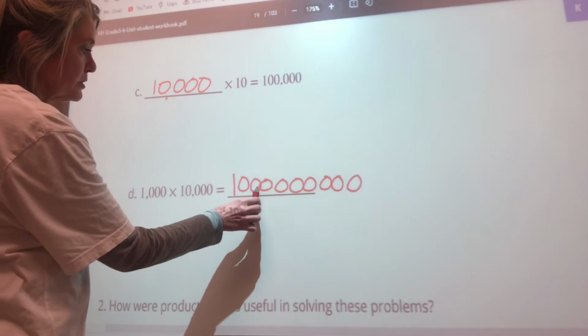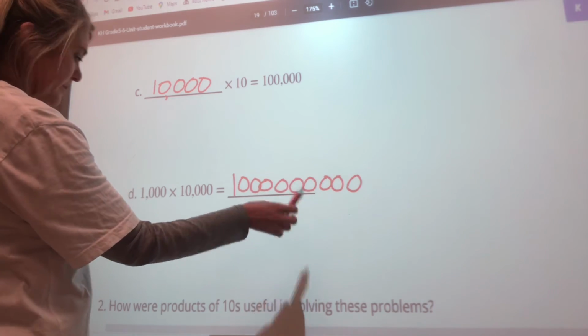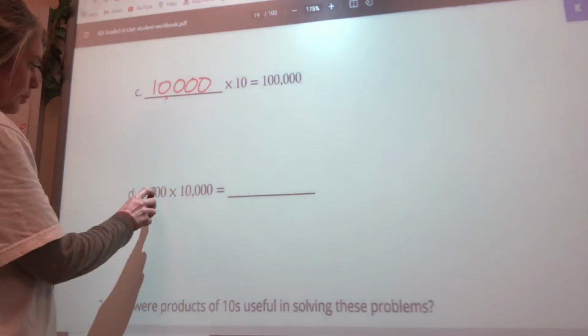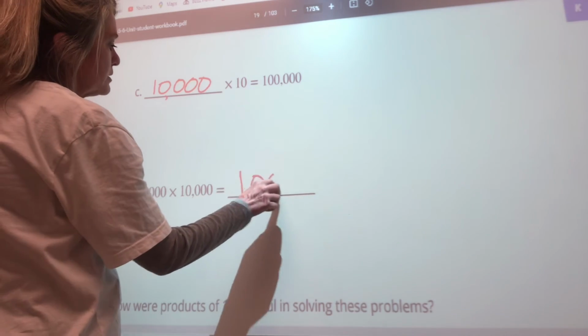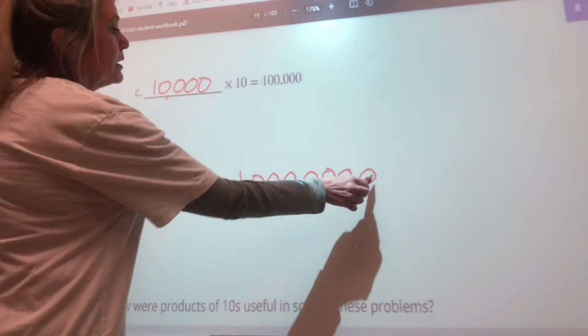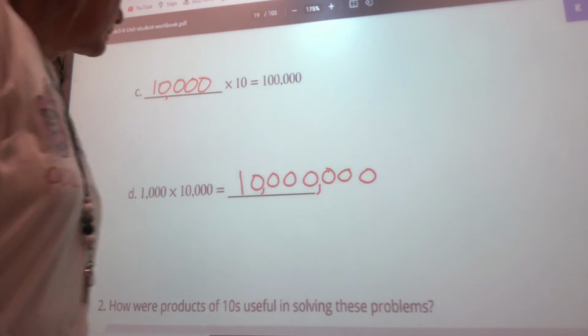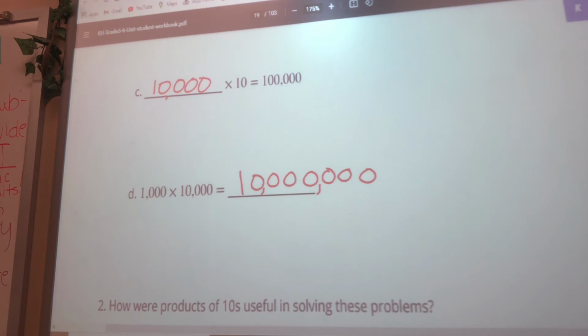Okay, so I have 1, 2, 3, 4, 5, 6, 7. Where did I get 2 more? I am way off, aren't I? 1, 2, 3, 4, 5, 6, 7. 7 multiples of 10. All right, now we have our 3. So 1,000 times 10,000 gives us 10 million.